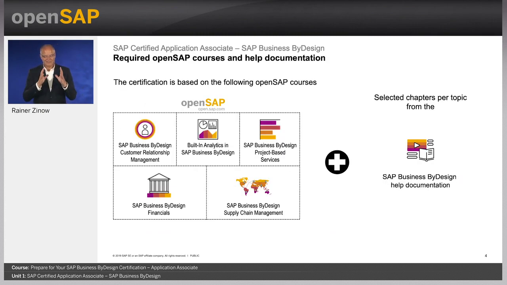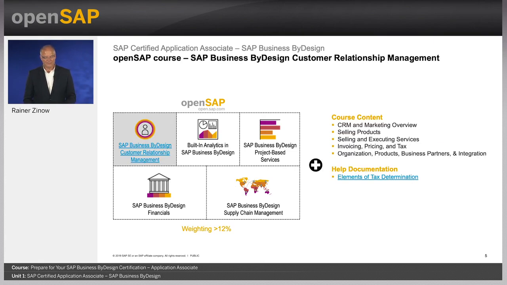The structure is that we pull from the different areas that are also covered in the ByDesign courses, be it the CRM course, be it financials, plus you require knowledge of selected topics of the ByDesign Help Center. So if we quickly do a rundown of the different areas, we start off with customer relationship management. You see the course structure, which you know from the openSAP course. And as one example, here is the link to the help documentation on elements of tax determination, which was a part of that course.